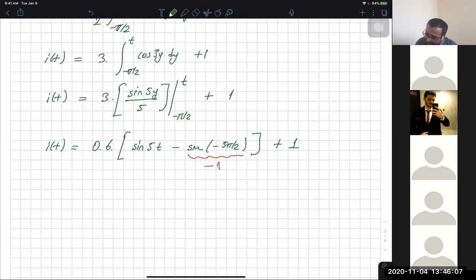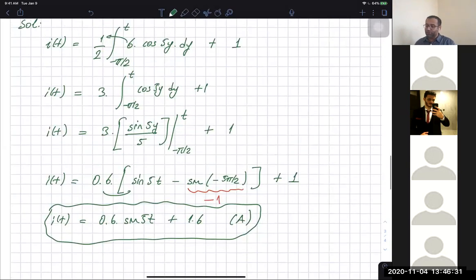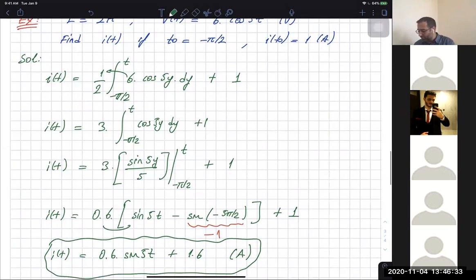Then let's do the rest of the calculations. So from here I have 0.6 times sine 5t, and then that will be plus 1.6. So that will be like, I think 1.6 amperes, right? So now I think this is our solution. But please also don't just trust my calculations, and of course your own calculations. Just double check those things, both for practice and to make sure that you make the right calculations.